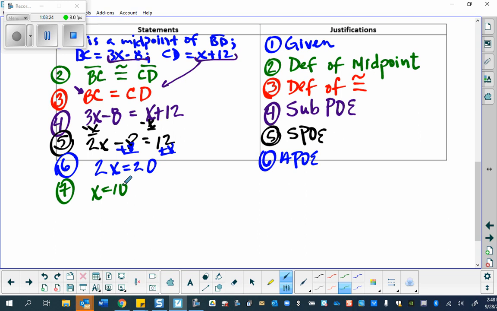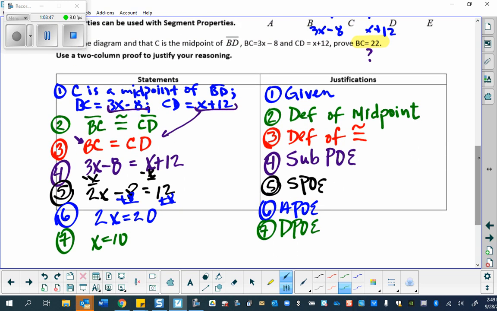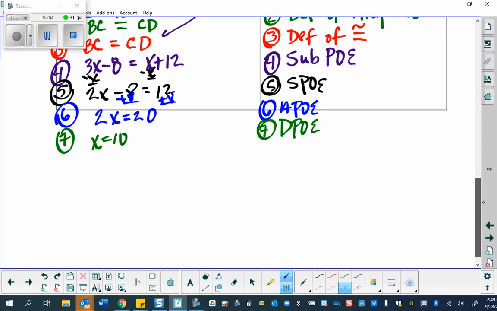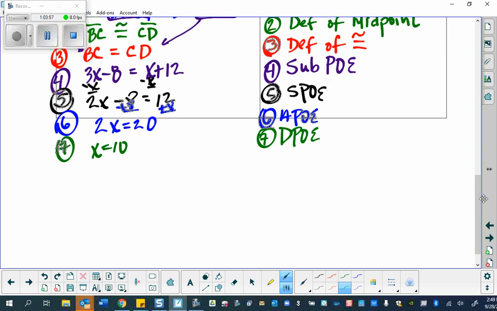Hey, if I say x is equal to 10, what's my justification? My division property. Okay, I've got x. What are we doing? We're proving the distance from B to C is equal to 22. How do I prove that? How do I prove that? You're super close.